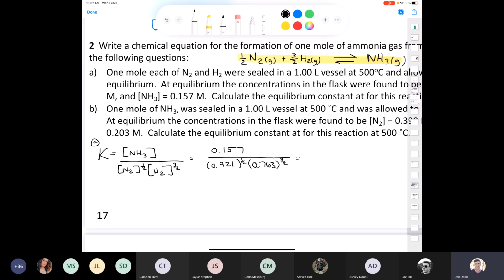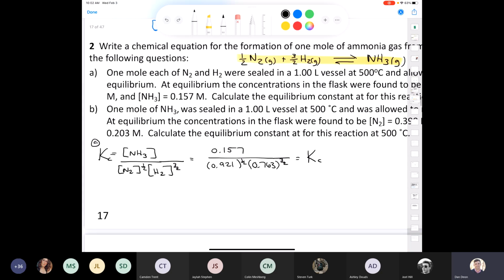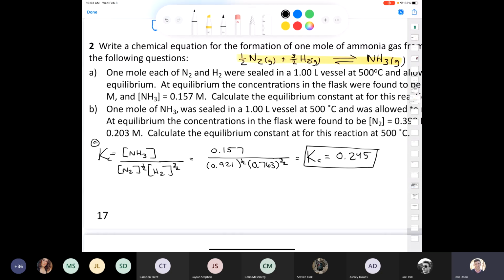You've got to know how to use your calculator and take 0.157 divided by 0.921 to the power of a half times 0.763 to the power of 3 over 2. And when we do that, we get our K, and I'm going to call this Kc. Why? Because they're concentrations, right? They're not pressures. Kc is equal to, and I've already done this one, 0.245, just like that. So there's our Kc.